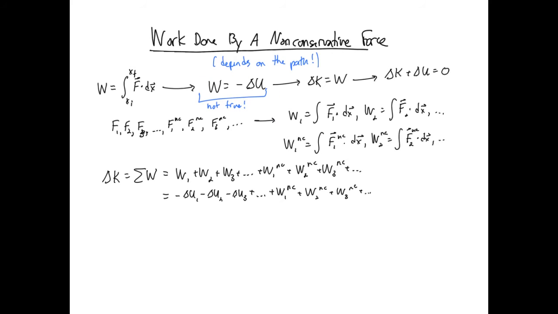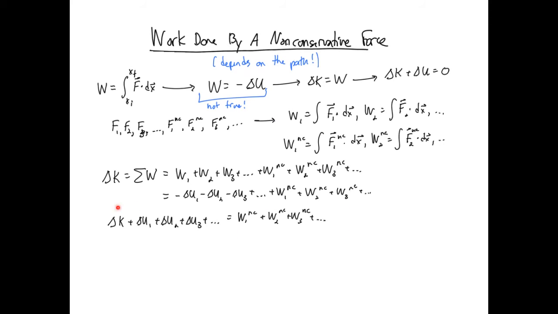That is, we can write all of the works due to the conservative forces in terms of negative changes of potential energy. Now we have some negative changes of potential energy here, so why don't I just move those over to the other side of the equation, like I did to get this in the first place? And so I get the change in kinetic energy plus change in potential from force 1, plus change in potential from force 2, plus however many other conservative forces I have, is equal to the sum of the works due to the non-conservative forces.